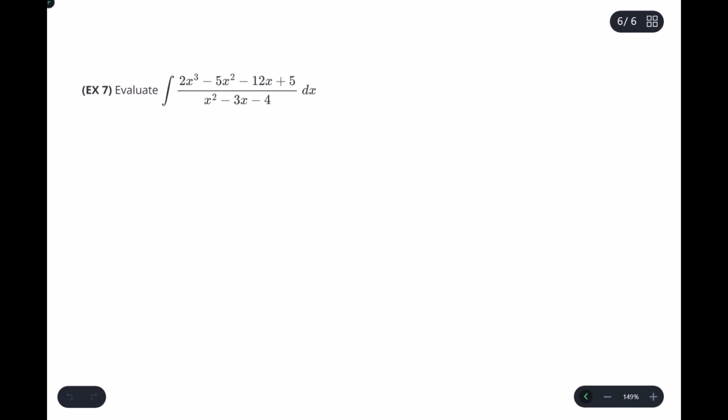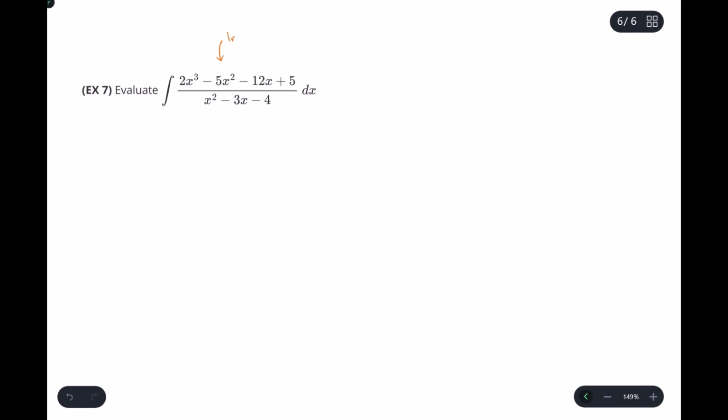In this next example, I've got something here that's a little bit different than the previous ones. Now, from the outset, generally what students will do is they will start factoring the denominator and then apply the process of partial fraction decomposition. Now, the thing you need to pay attention to is that the numerator happens to have a higher degree than the denominator. So this is an improper rational, okay?